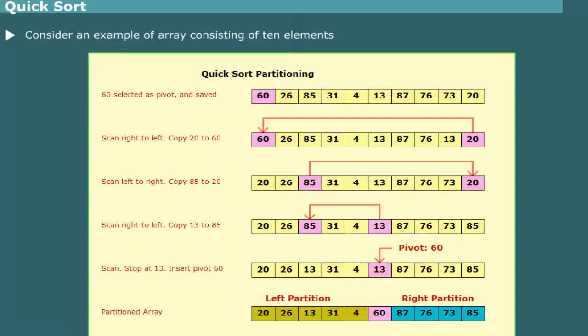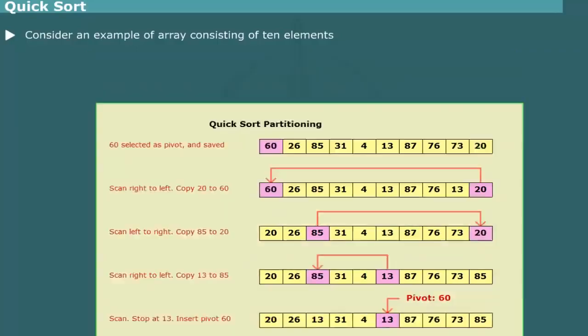Observe that the elements 20, 26, 13, 31 to the left of pivot 60 are smaller than the pivot, and the elements 87, 76, 73, 85 to the right of the pivot are larger than the pivot. We can apply the same procedure to the left and right partitions until the array is sorted. Please click the button to watch the Quick Sort visualization.